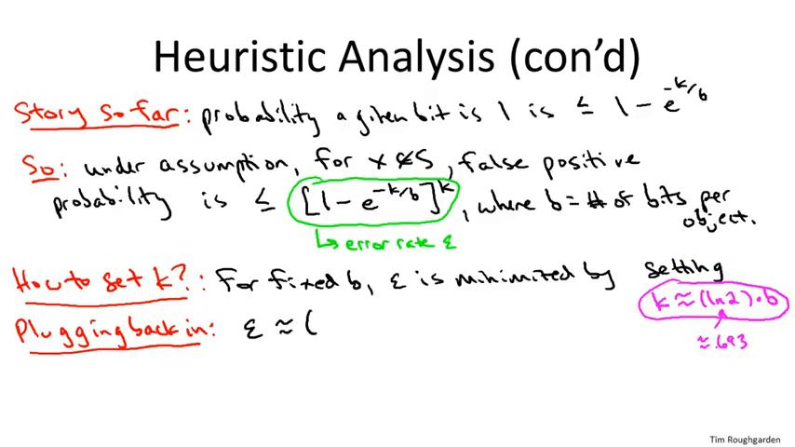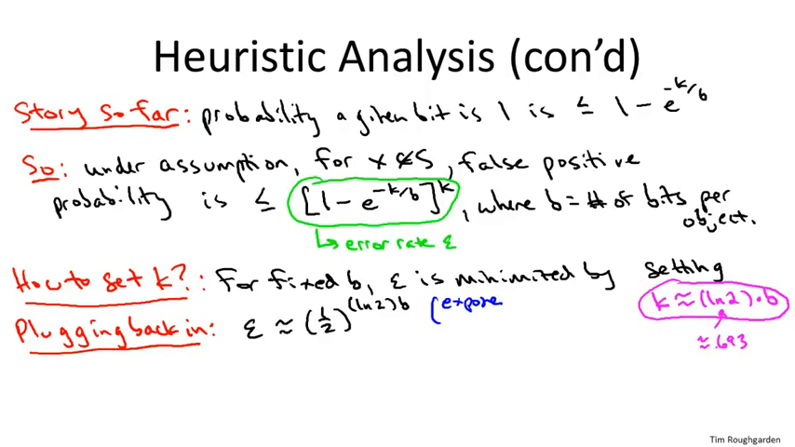So it's roughly 1/2 raised to the natural log of 2, or 0.693 roughly, times the number of bits per object b. But again, the key qualitative point here is to notice that epsilon is going down really quickly as you scale b. If you double the number of bits that you're allocating per object, you're squaring the error rate. And for small error rates, squaring it makes it much, much, much smaller.